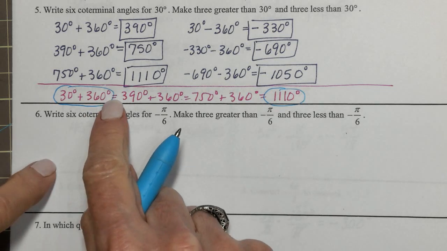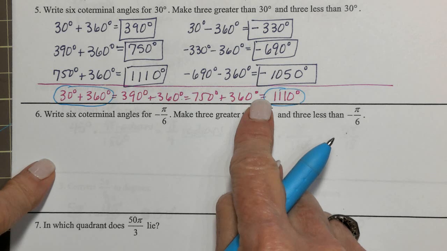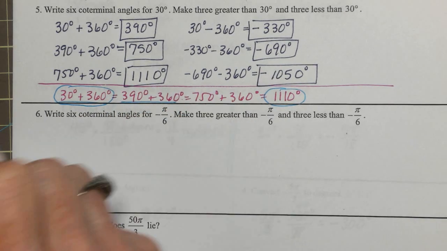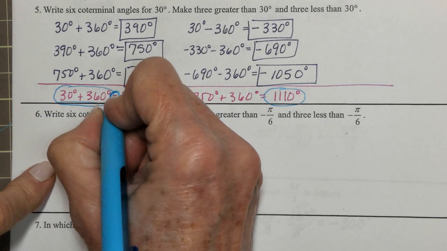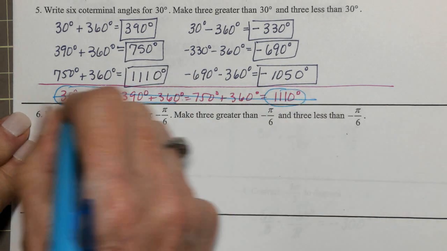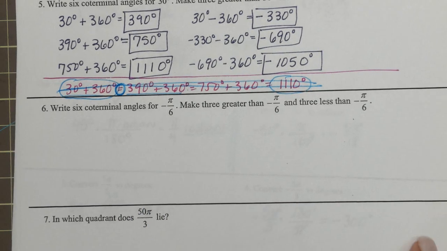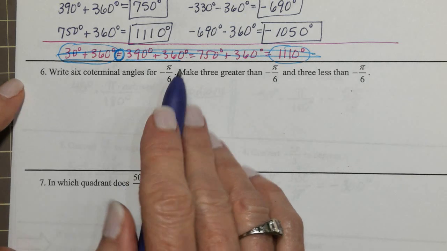You are saying that each of these is equal, and they are not equal. They're not equal at all. This is not equal to this. So don't tell me they're equal. When you say that two things are equal, you are making a big statement there. Okay? So don't say these. Okay? Write it out. Okay. Next up, write 6 coterminal angles for negative pi over 6.